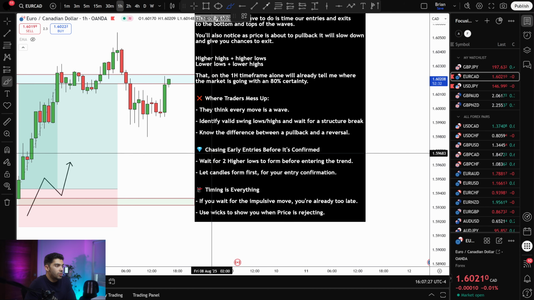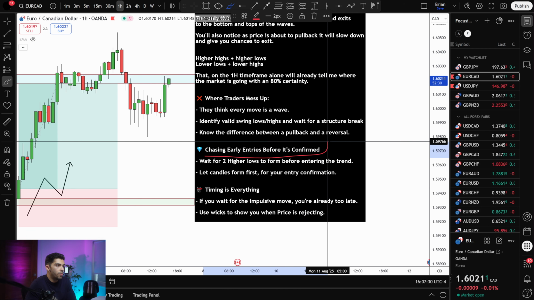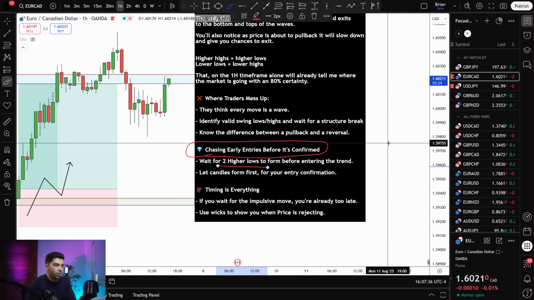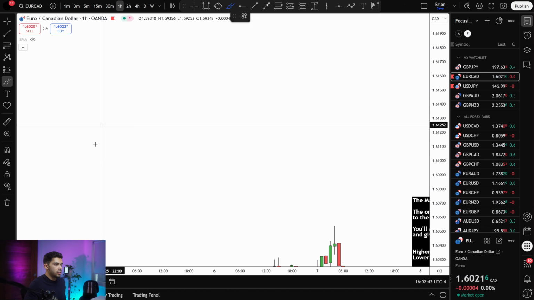A lot of traders also chase early entries before they get confirmed. So this is a big mistake. What you have to do is wait for 2 higher lows to get formed before entering on the trade. A very, very good example of this. First, let me draw it so you understand.